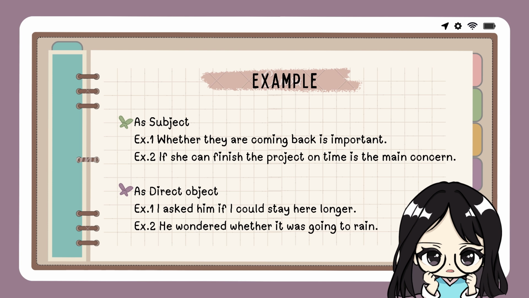As a direct object. Example number 1. I asked him if I could stay here longer. If I could stay here longer, functioning as the direct object of the verb asked. Example number 2. He wondered whether it was going to rain. Whether it was going to rain, functioning as the object of the verb wondered.